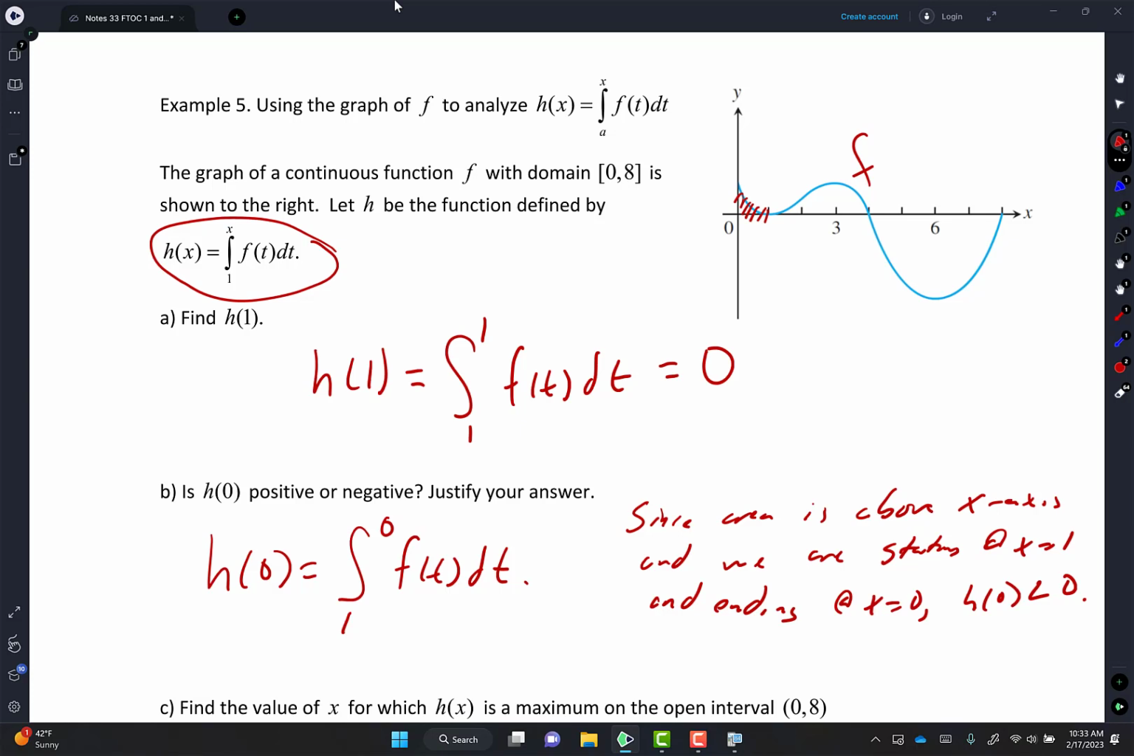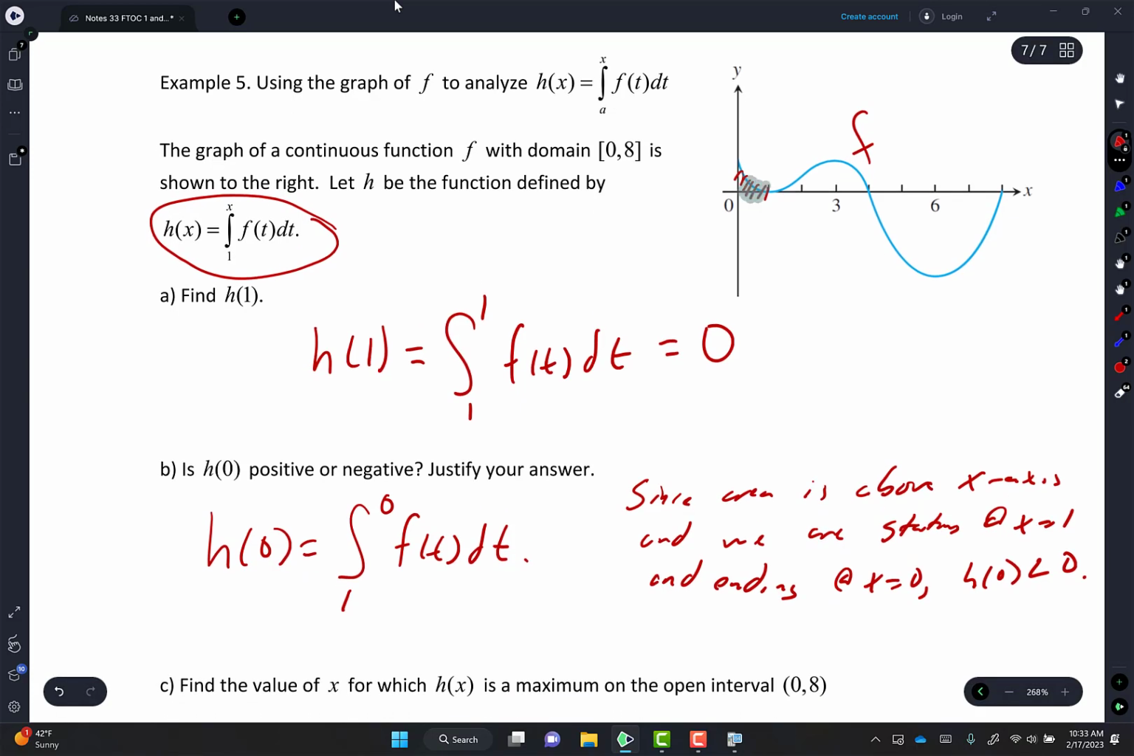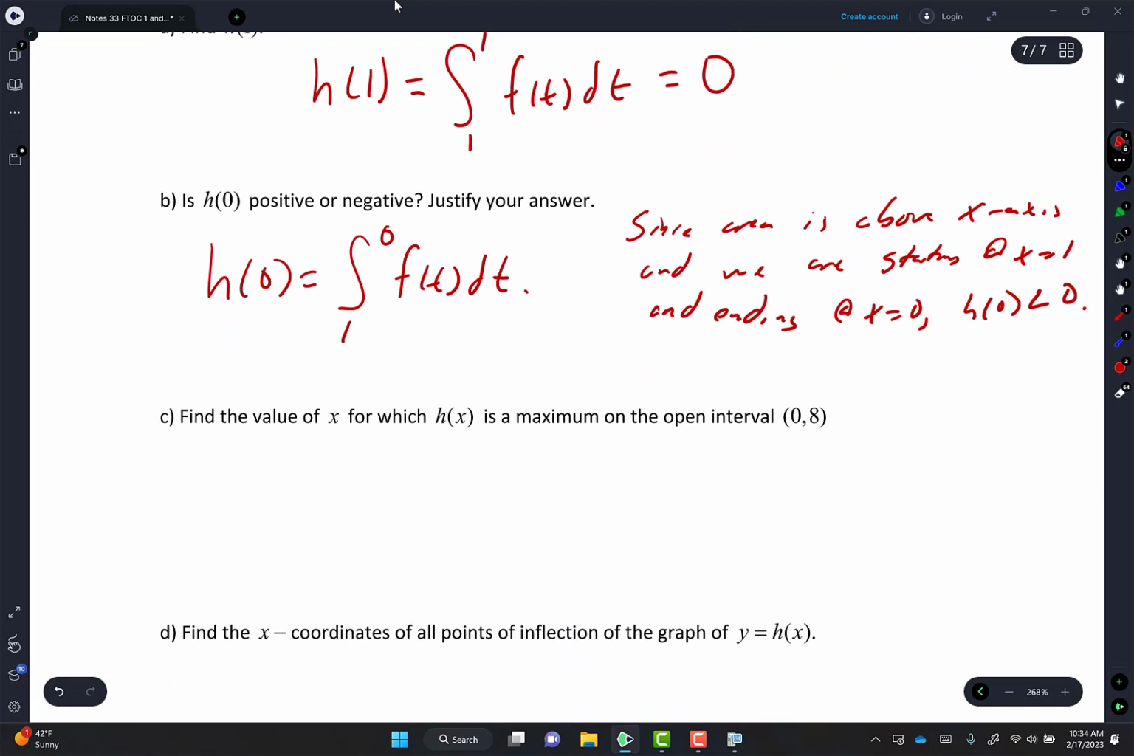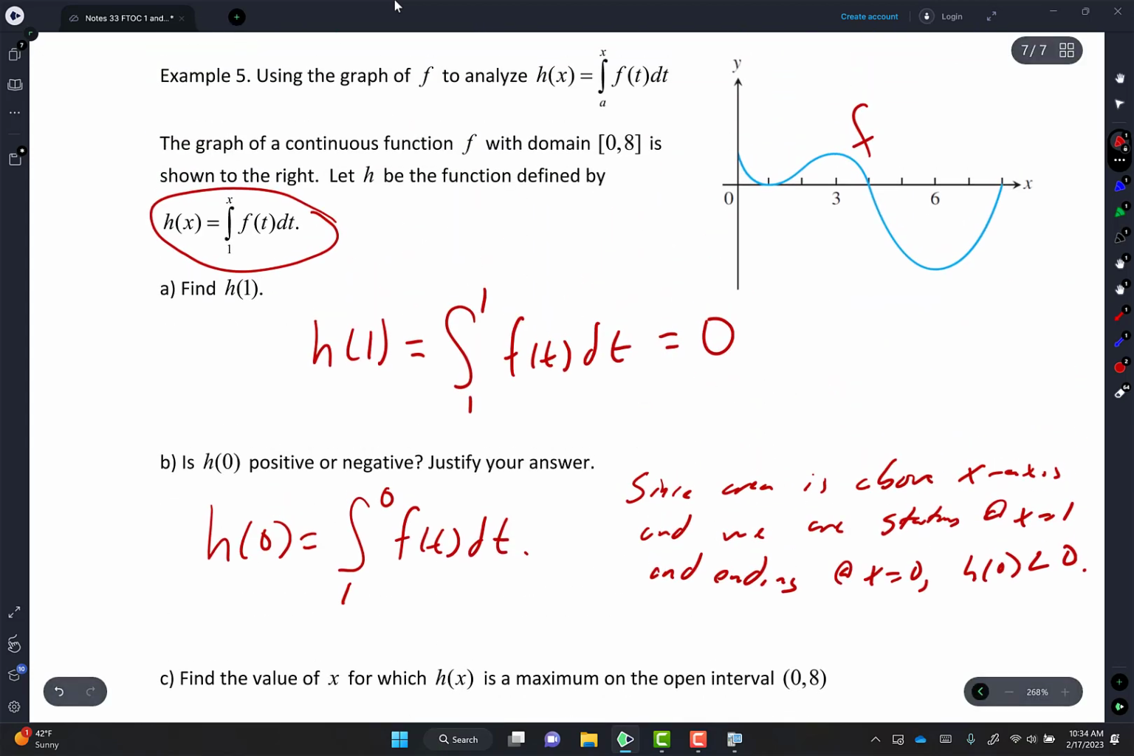Letter C is the one that I'm most excited about. All right. I can't wait. I'm actually a little nervous now. Letter C. Find the value of x for which h of x is a maximum on the open interval. So I don't have the graph of h, but I do have the graph of f. I know this is the graph of f, but what is it in terms of h?